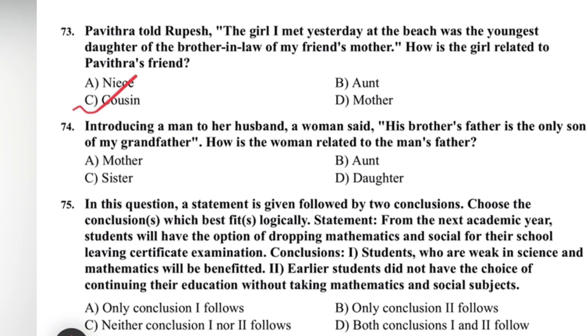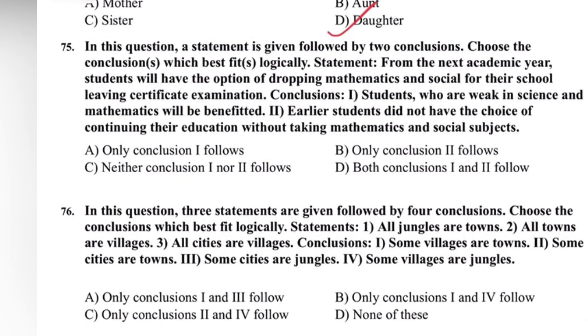Question number 74. Introducing a man to her husband, a woman said, his brother's father is the only son of my grandfather. How is the woman related to this man's father? Either students draw the tree diagram, or you can even calculate it in your mind. You do not have to go to such complications. Answer is option D, daughter. Coming to the next question.